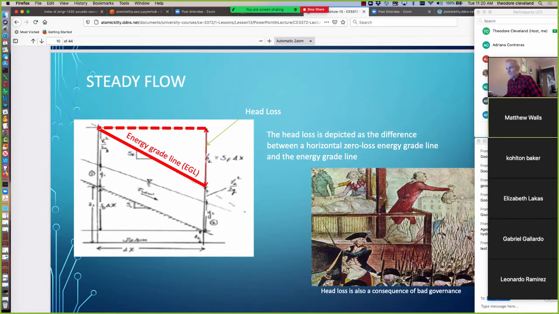And if we return to the energy grade line, if there were no changes in total energy in the system, the line would be a horizontal line, indicated here by this horizontal dashed red line. But here at section 2, we see the energy grade line is down here, and the distance from the horizontal line to where the energy grade line is called the head loss.